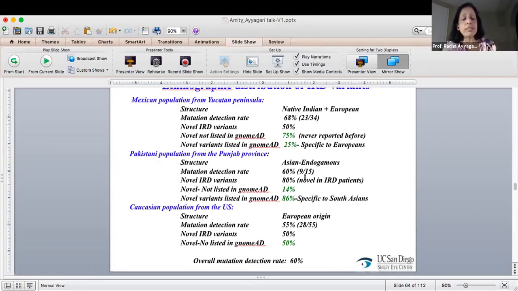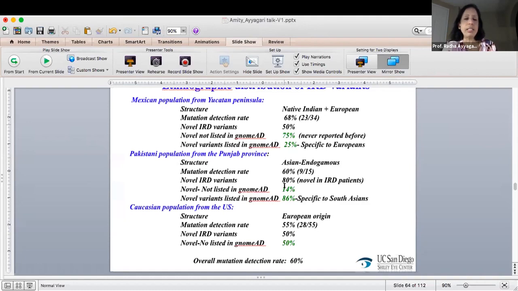However, one thing is the Pakistani population is very well studied for several other diseases. So because of that, a majority of Pakistani variants are in public domain data, and that population is well studied and well represented in gnomAD. Hence, compared to the Mexican population, where 75% are novel, in the Pakistani population only 14% are novel. Also, the majority of variants found in the Pakistani population, that is 86%, are specific to South Asians. So the advantage of this is that whatever we found, or anybody finds, in this population can be applicable to the entire South Asian population.